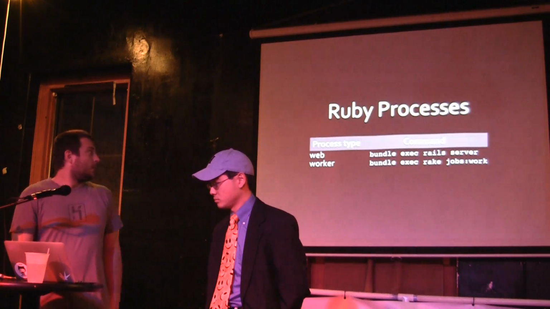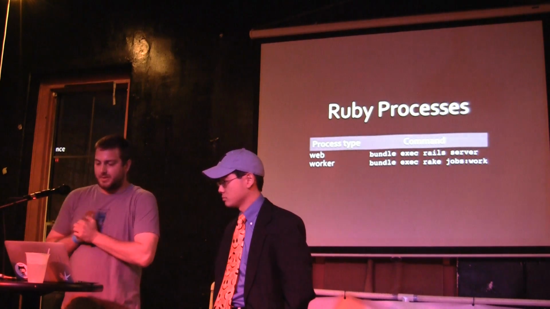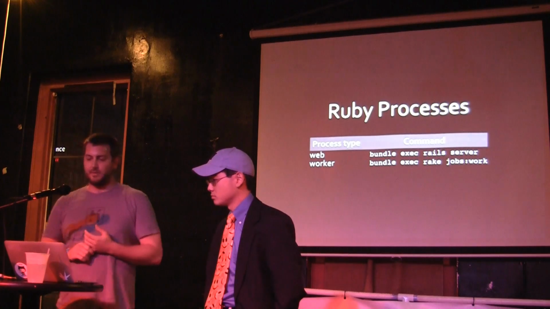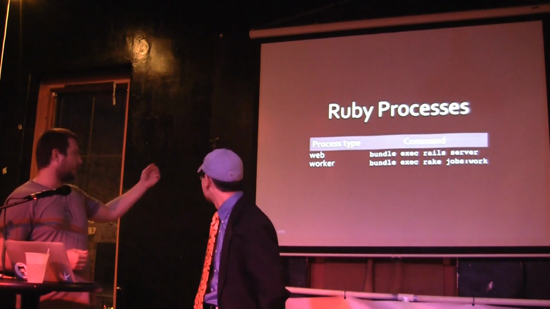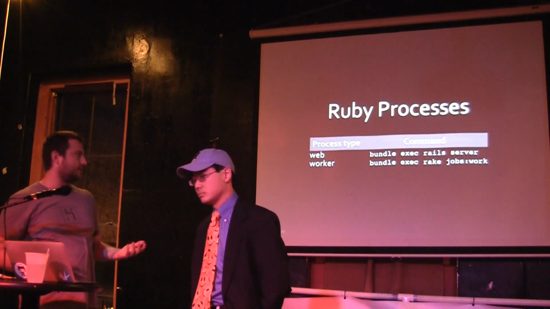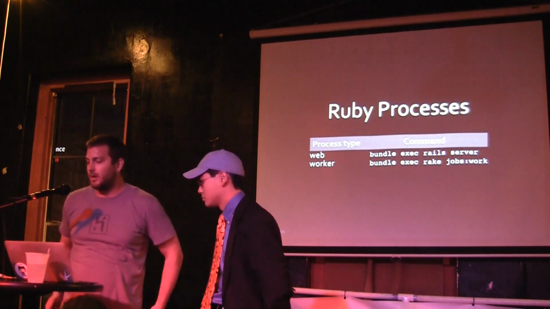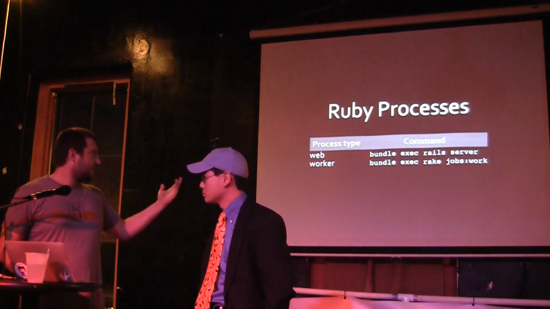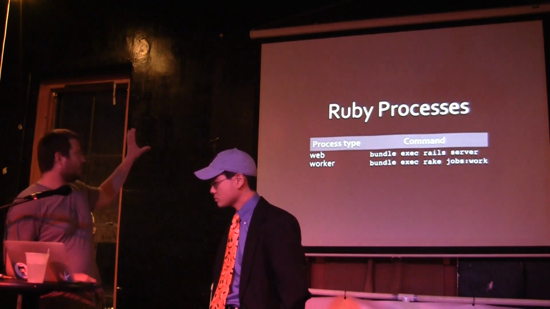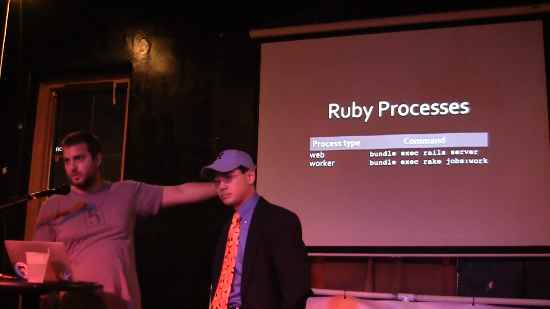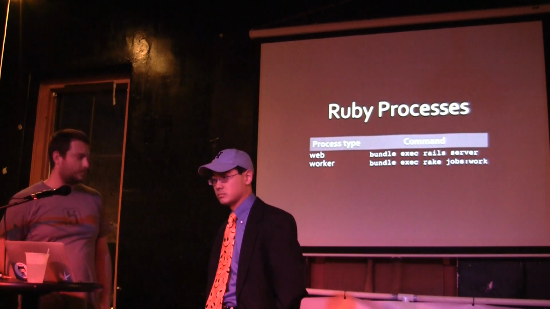So, we have these notions of processes in Ruby, and this is something we're all familiar with seeing. You know, a web process, bundle exec rails server, a worker process. This is delayed job, and that's pretty much it. These are basically process types and then Unix commands that actually run them.